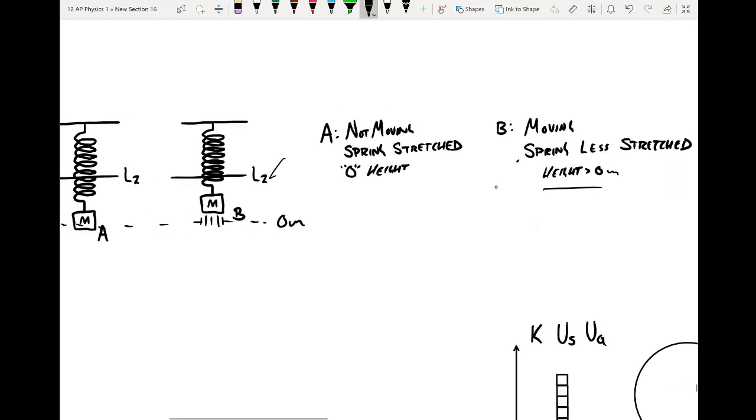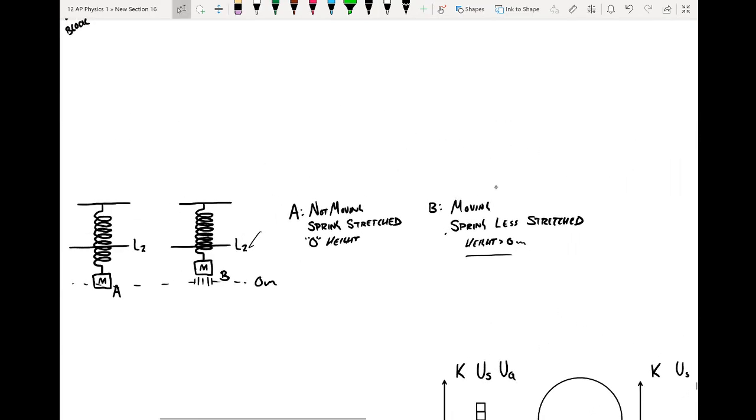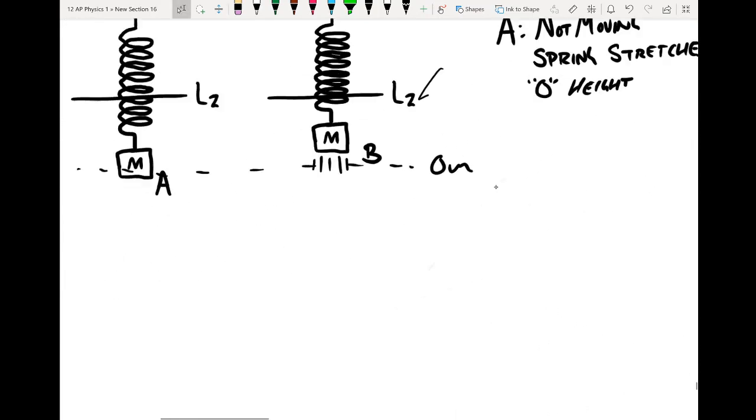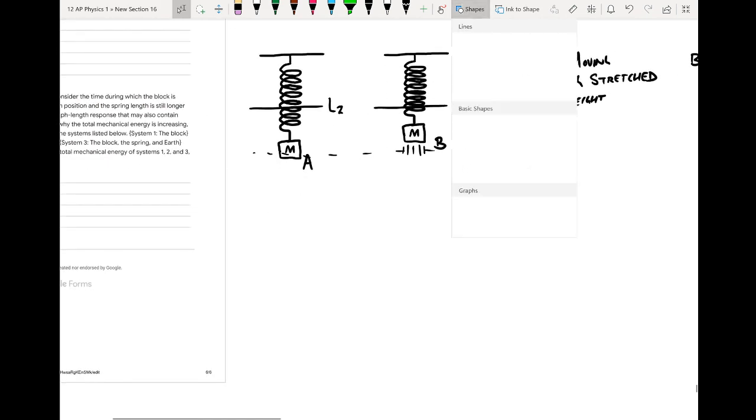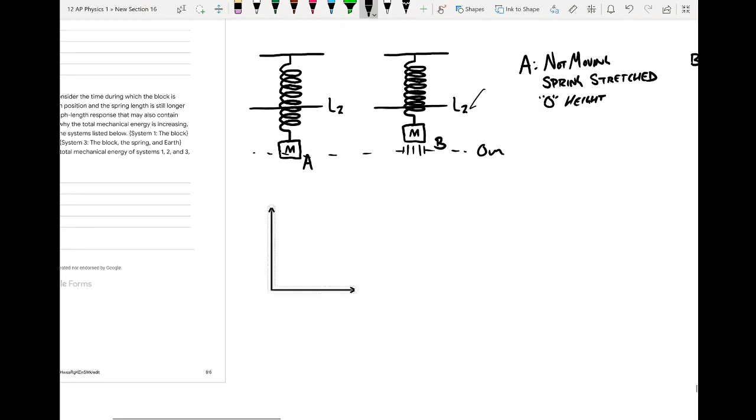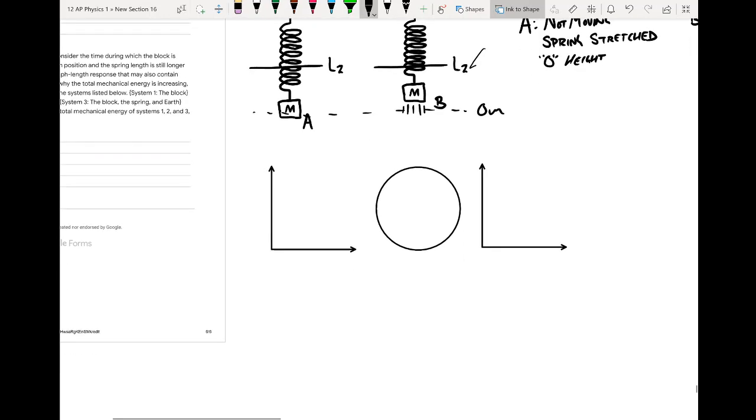All right, so let's take what we just did qualitatively and turn that into an LOL diagram. I'm going to use the LOL diagram for the whole system. I'm going to first consider everything a part of our system, so we're doing it for this E3. We're going to track the total mechanical energy in our whole system, the system being the block, the spring, and the earth.